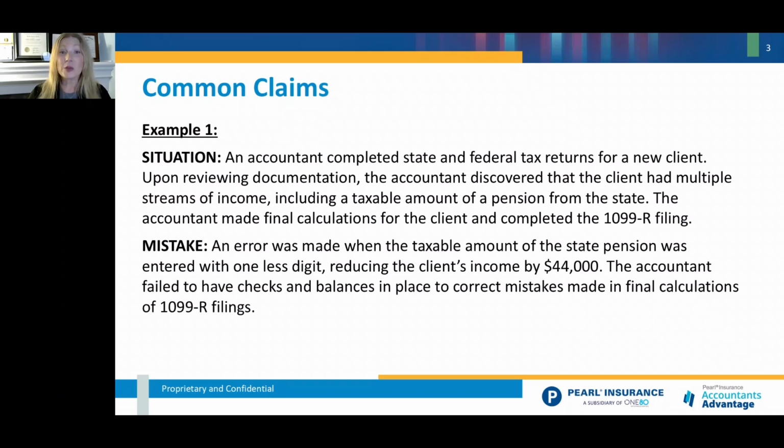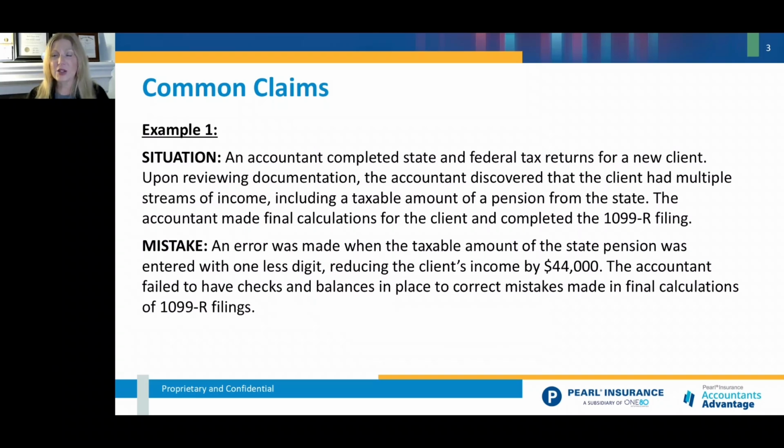The mistake: an error was made when the taxable amount of the state pension was entered with one less digit. This reduced the client's income by $44,000. The accountant failed to have checks and balances in place to correct mistakes made in final calculations of 1099-R filings.